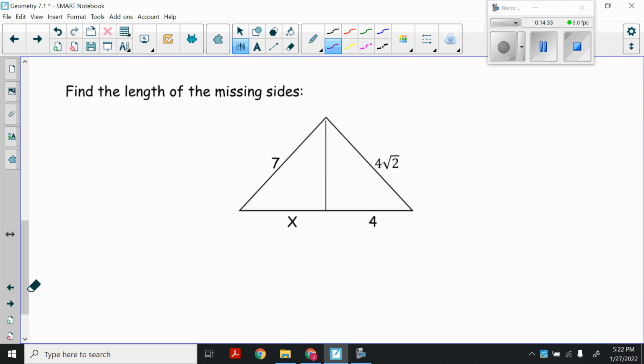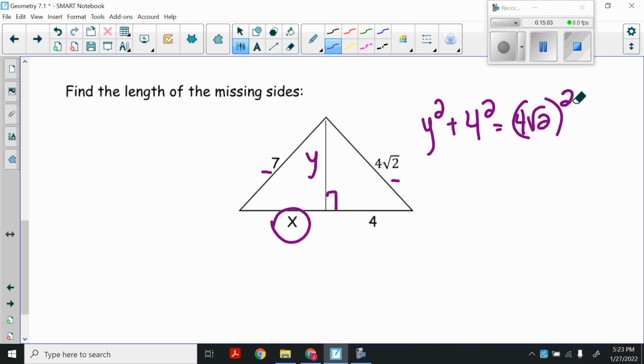All right, so next it says find the length of the missing sides. I see that this is not an isosceles triangle because this side is 7, the other side is 4 square roots of 2. So I do not know that this bottom was cut in half. So I'm going to have to do Pythagorean theorem several times. First I'm going to call this y, and I need to do Pythagorean theorem to find y. So I have y squared plus 4 squared equals 4 square roots of 2. I have to square this whole side.